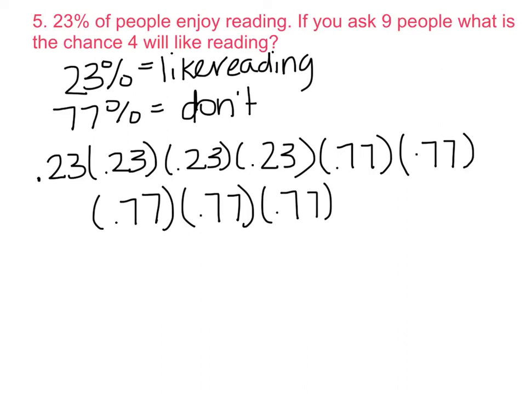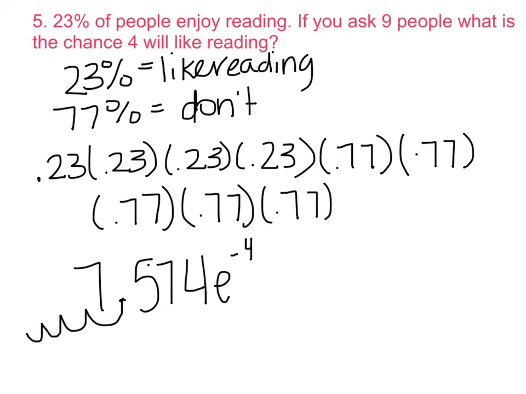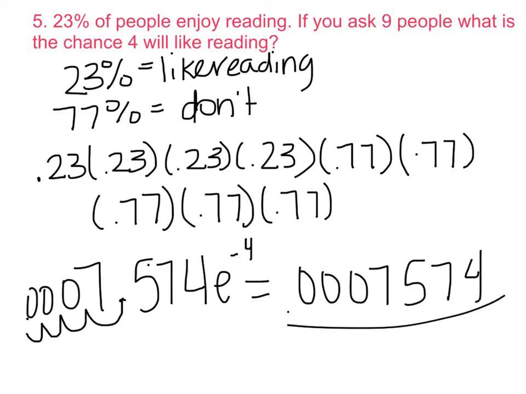And that is going to be 7.574 E to the negative 4 in your calculator. So what you want to do for that is that means you're going to move the decimal over 4 times to the left. So 1, 2, 3, 4. Then a decimal place, add your 0. So it actually equals 0.0007574. So it is a very small chance that you'll find 4 people out of 9 that like reading.